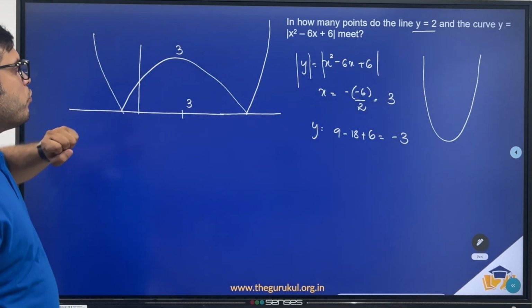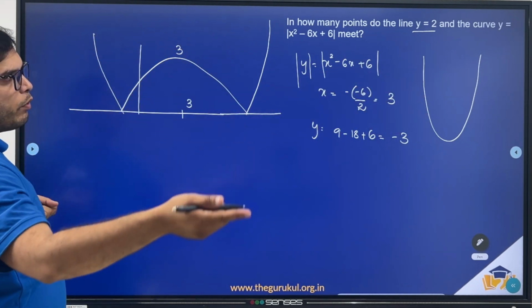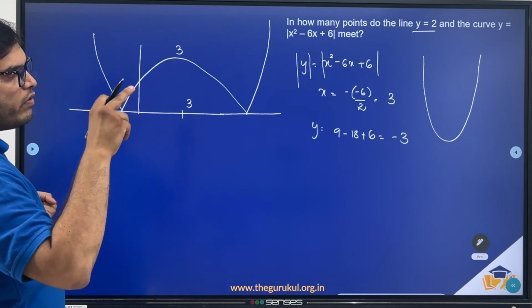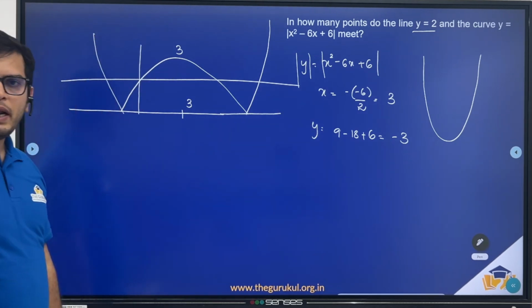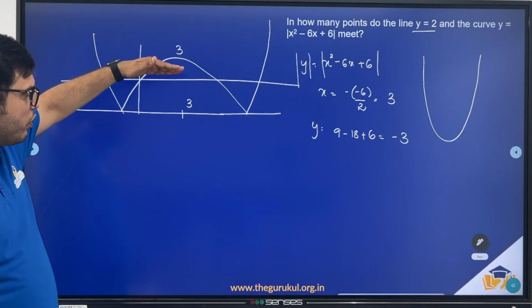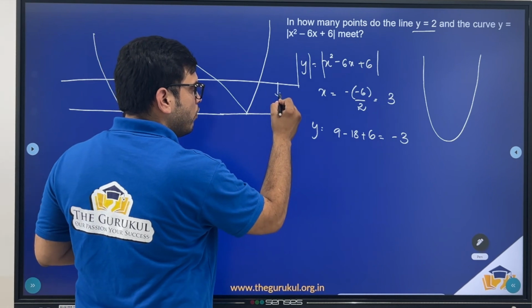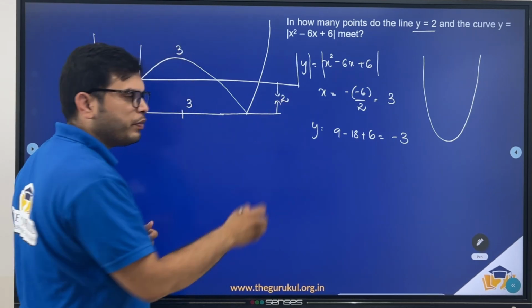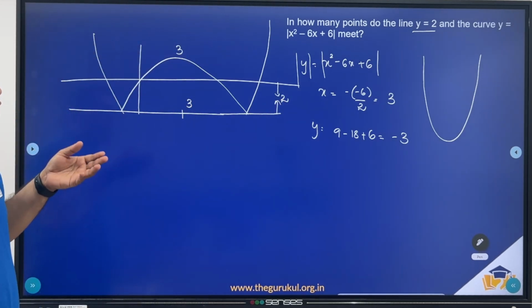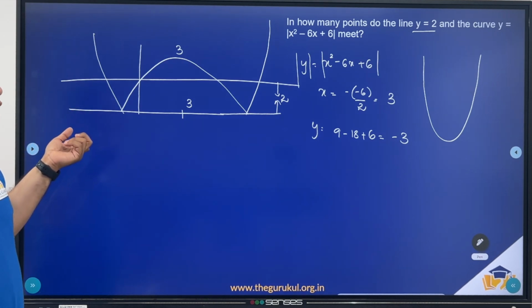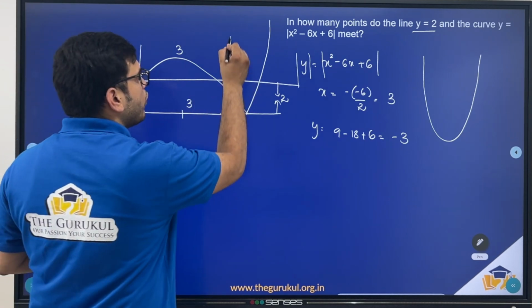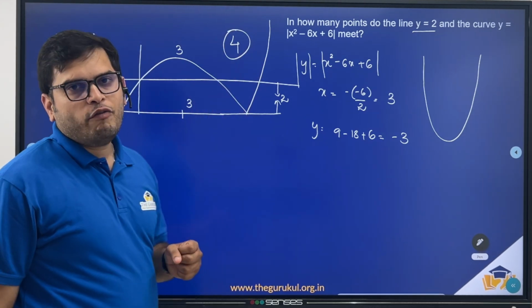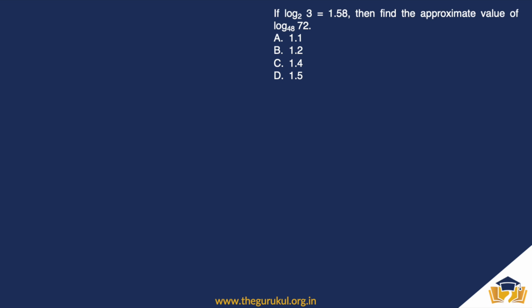Now we are asked to find the number of intersecting points between y is equal to 2 and this. Y is equal to 2 will be like this. Now this will be below this because this distance would be 2 units. So at how many points does y is equal to 2 meet mod of x square minus 6x plus 6? 1, 2, 3, 4. So the answer for this question should be 4 points.